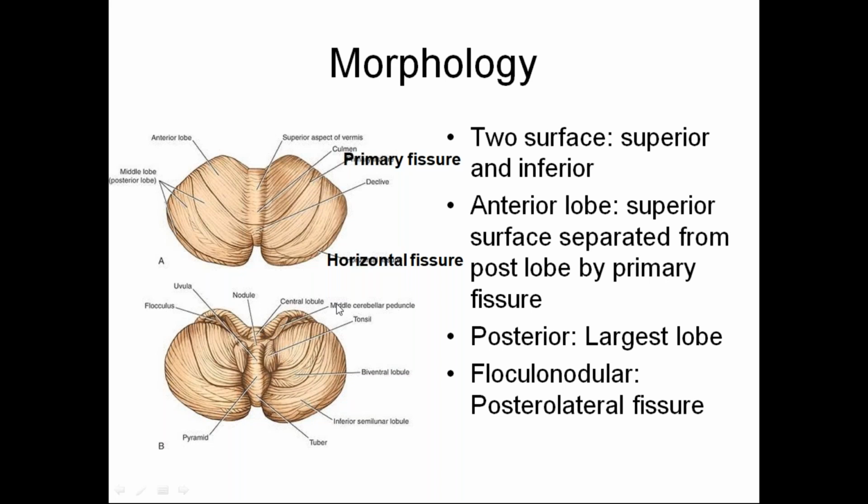So the posterior lobe is very big, while the anterior lobe is smaller. The anterior lobe only occupies 2/3 of the superior surface, while the posterior lobe is occupying the entire posterior inferior surface and this part of the superior surface.